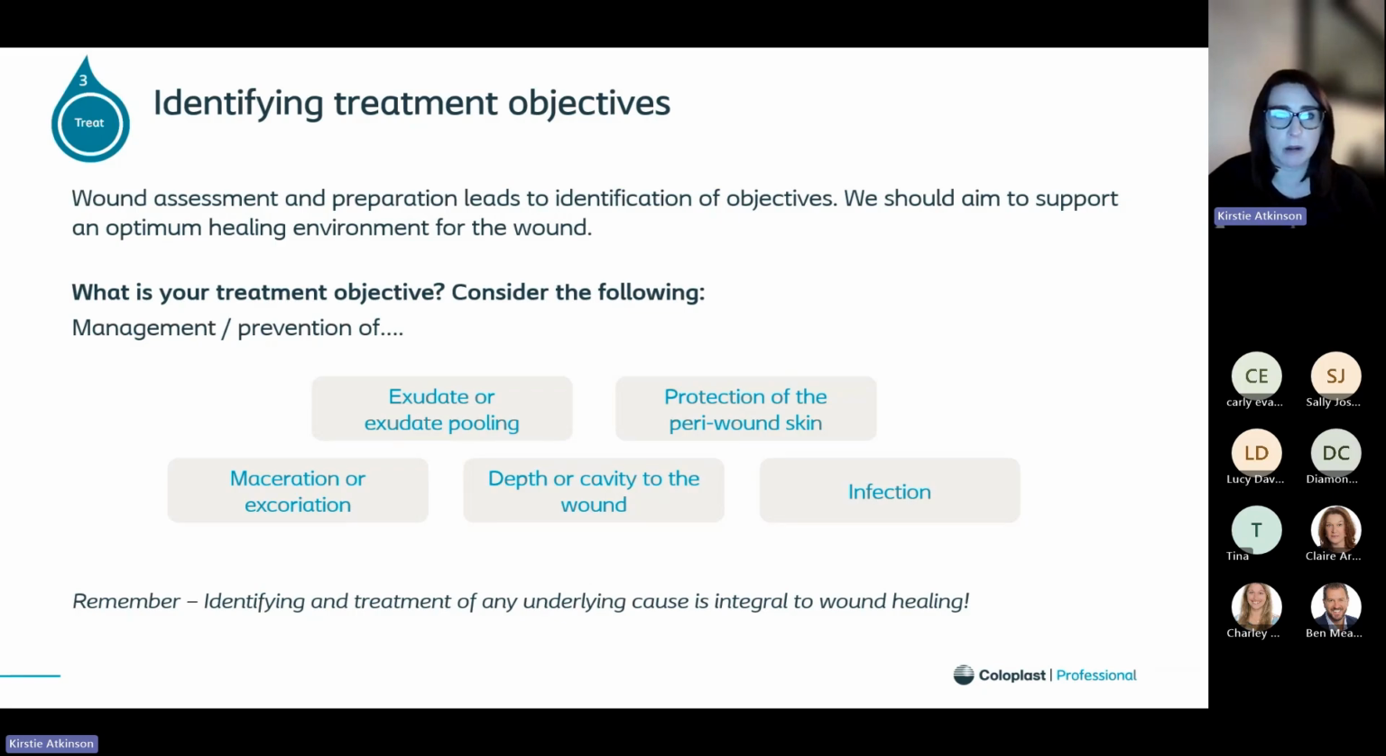So you want to be looking at managing and preventing exudate and exudate pooling. You want to protect the peri-wound skin. You want to be stopping any maceration or excoriation to the wound bed, the wound edge and the peri-wound skin. You want to be also looking for the depth of the wound and if there's a cavity, because depending on what product or dressing you decide to use, it can obviously cause exudate pooling. It can cause maceration. Then you want to be protecting the skin, and you also want to be looking at whether you need to be treating any signs of infection.